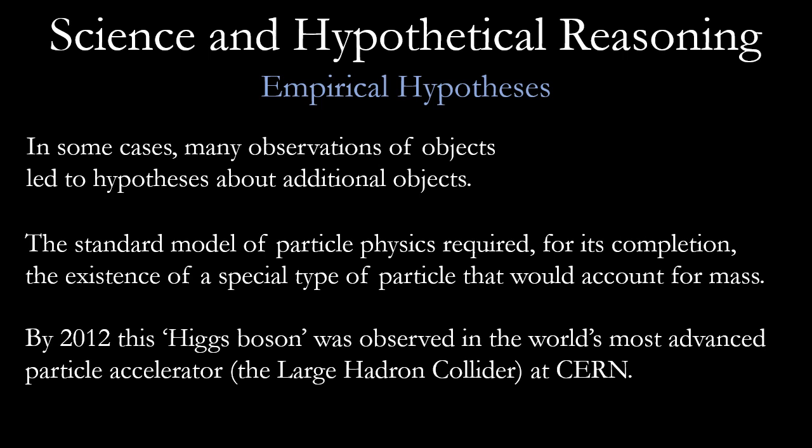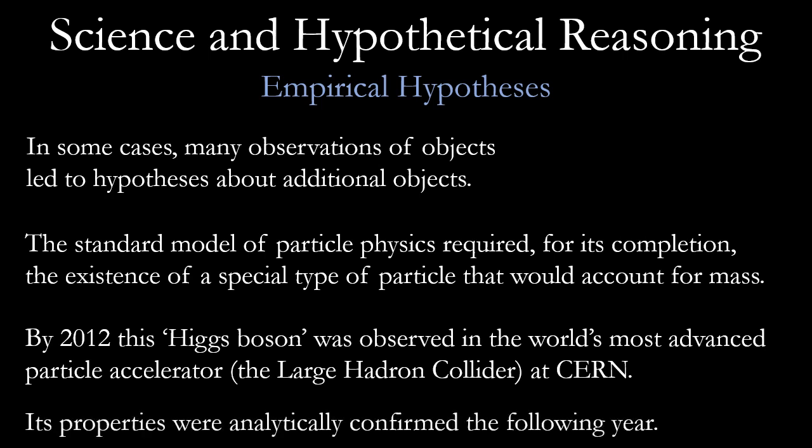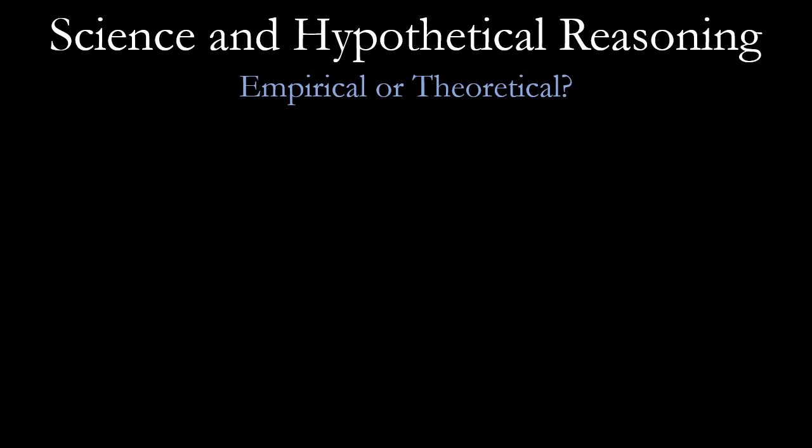And the world's most advanced particle accelerator was the Large Hadron Collider at the European Center for Nuclear Research, or CERN. Its properties were analytically confirmed also the following year after they crunched all the data. This particle had indeed been observed. So this is an example of an empirical hypothesis that was confirmed fairly recently.